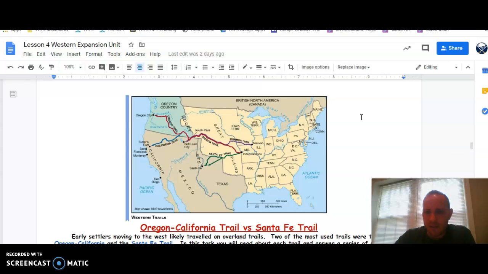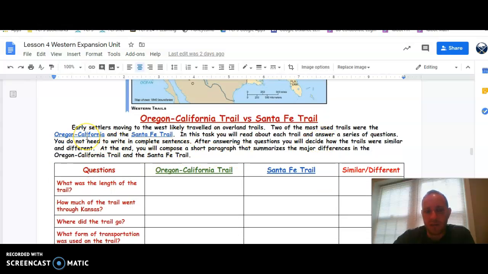The next activity you're going to be doing in this task, there's really only two mandatory activities, is to study two overland trails. During the Western expansion era, before canals, before railroads, people were using overland trails. As people started migrating west of the Mississippi River, there were two major trails used: the Oregon Trail, which also broke off into the California Trail, and the Santa Fe Trail. You're going to be reading first about the Oregon-California Trail and second about the Santa Fe Trail.